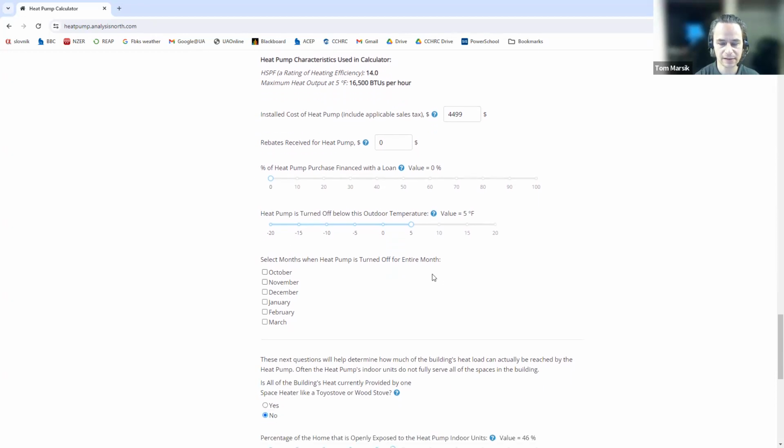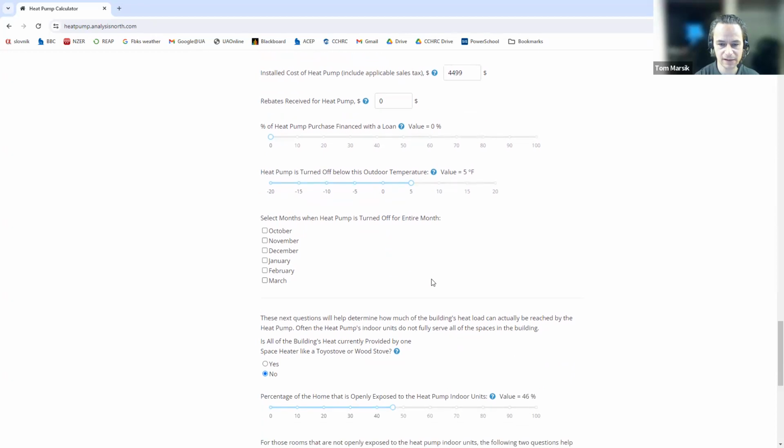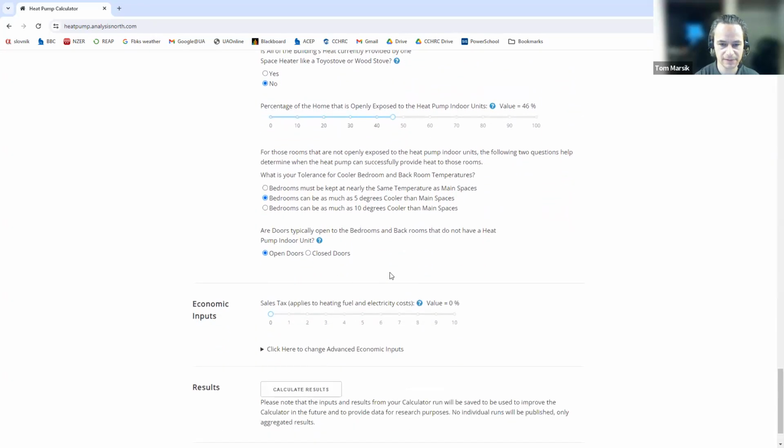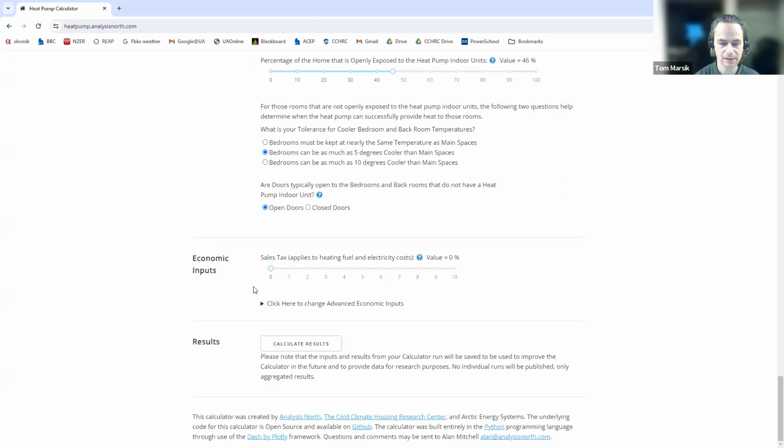financing. Let's again turn it off below 5 degrees Fahrenheit. 46% exposed to the heat pump. We can tolerate as much as 5 degrees cooler in bedrooms. Open doors, no sales tax, and let's calculate the results.